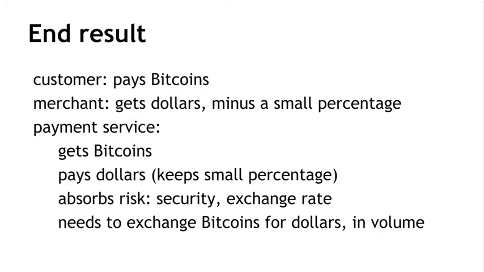It absorbs the security risk, so it has to have good management of the bitcoins, of its cold storage and all of that. It absorbs the exchange rate risk because it's receiving bitcoins and paying out dollars. If the price of dollars against bitcoins fluctuates wildly, the payment service might be unhappy. Then again, if it fluctuates wildly in the other direction, the payment service might be happy. But that risk, that uncertainty, is part of, and absorbing it is part of what the payment service does.